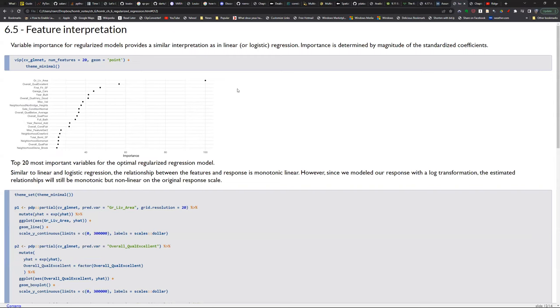Okay, so what about feature interpretation, right? The variable importance for these regularized models. Well, we can get this variable importance with this function from that same package, vip, variable importance. And we're going to do it with the elastic net, the best model that we had. We want to have the 20 features that the model mostly uses. And this is the result. In other words, gross living area is the one that has the highest importance because probably in these models it has the highest magnitude of the coefficient. Then we go to overall quality excellent, first floor, garage cars, year built, good, and so forth. Okay, so these are the 20 most important predictors for our model. All right.